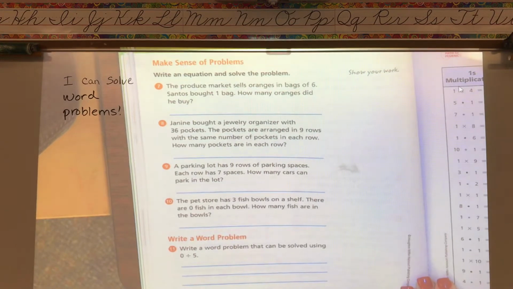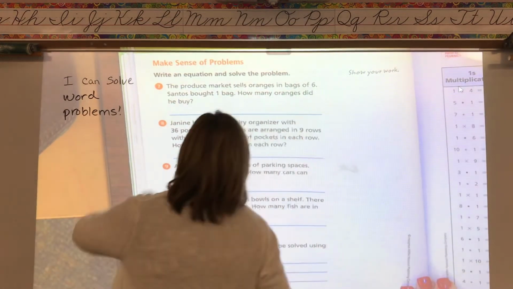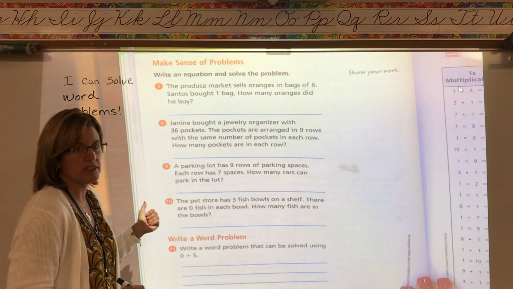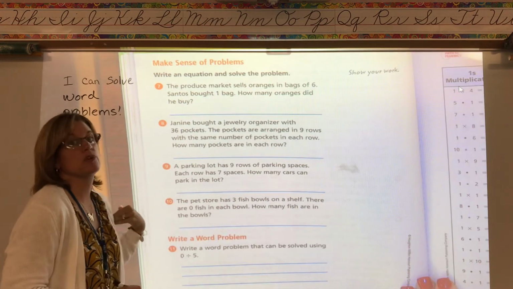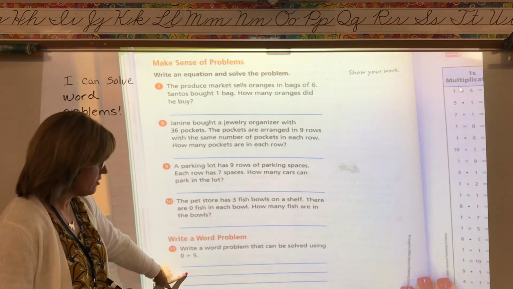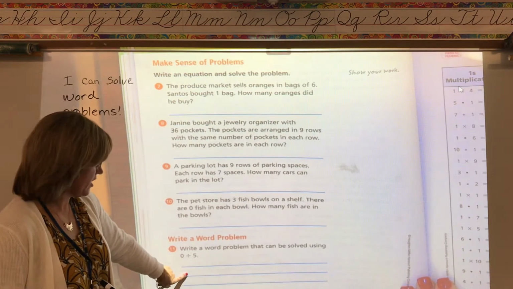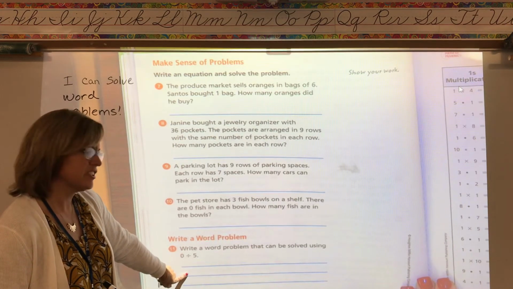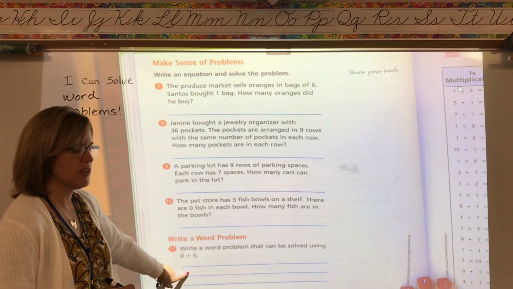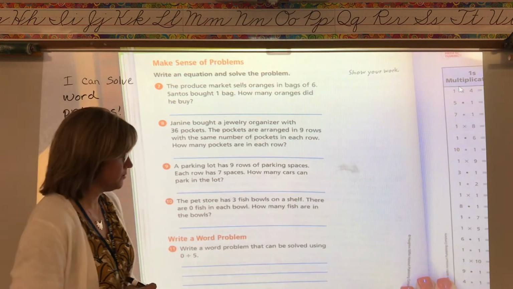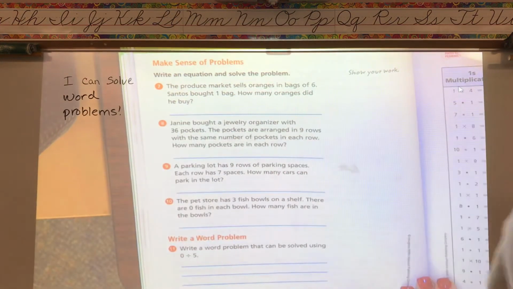Okay, now on the back side of your paper, we're going to do the same thing. You're going to work through. You don't have to identify what kind of problem it is on this side. They just want you to be aware that you're looking for those clues on how to solve it. Then down here, you can write together as a whole group a problem that would work for 0 divided by 5. Think long and hard about that. What do we know about 0? Okay, go ahead and do that now.